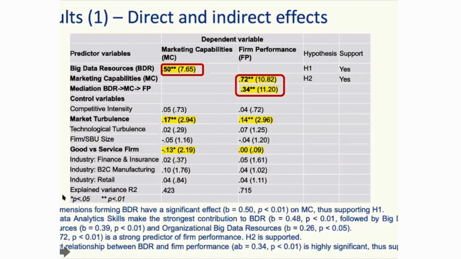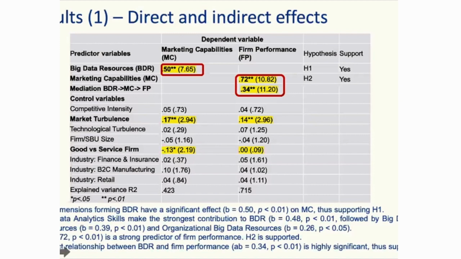We can see here also that big data marketing analytics skills make the strongest contribution to big data resources, followed by technology resources and organizational resources. And so the hidden competence or resource, which is actually the know-how of how to analyze data and apply data mining techniques, actually has the most important impact. So this shows that some intangible resources are very difficult to imitate and create the most important competitive advantage.